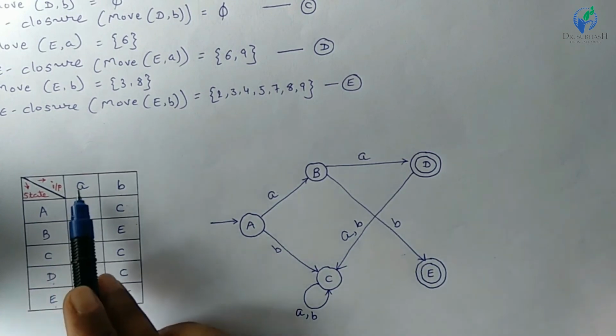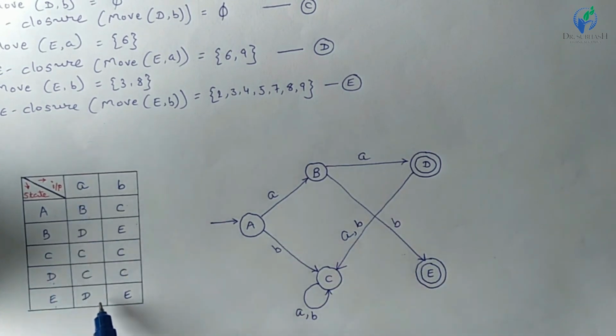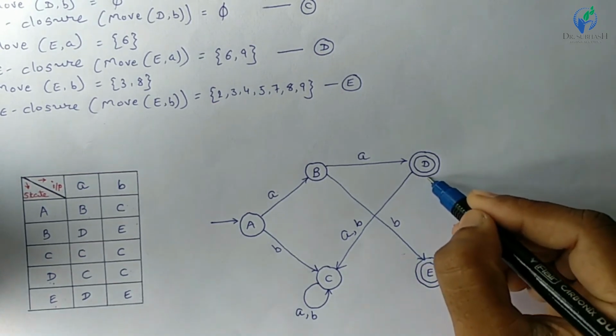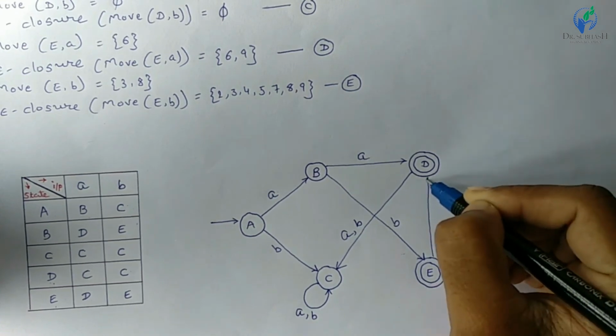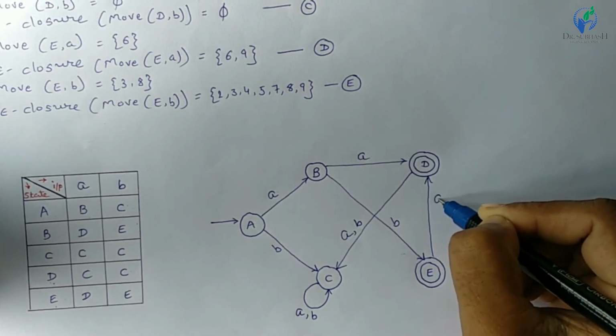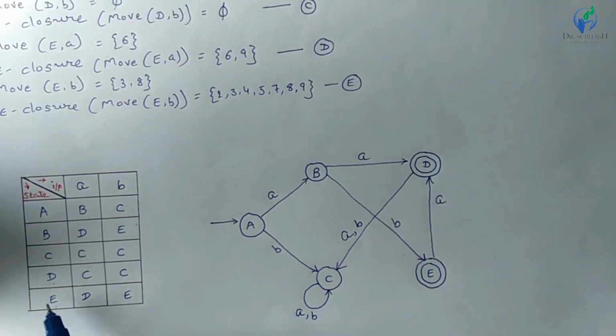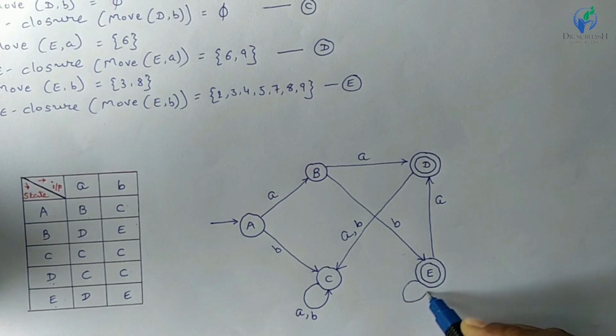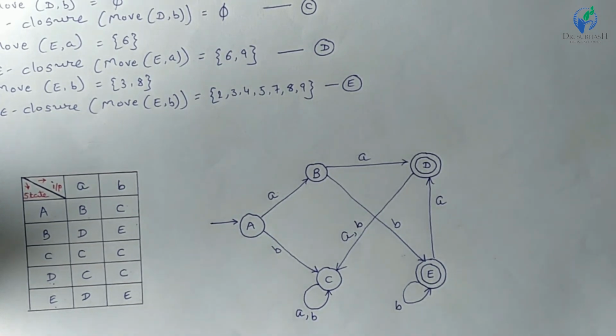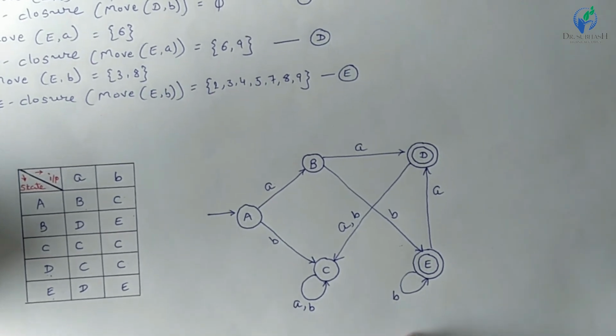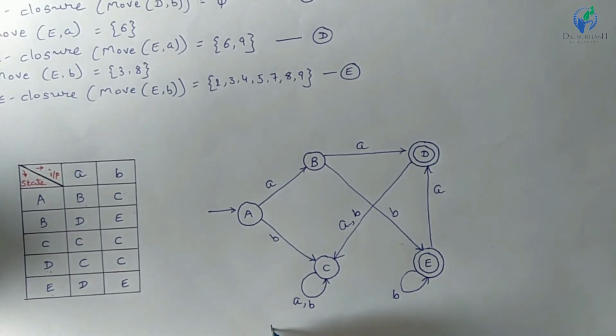Now from state E, input is A, then reach state D. E to D, input is A. Now E with input B, then reach E. So a self loop, input B. So this is your DFA for (A, B)* (A or B).